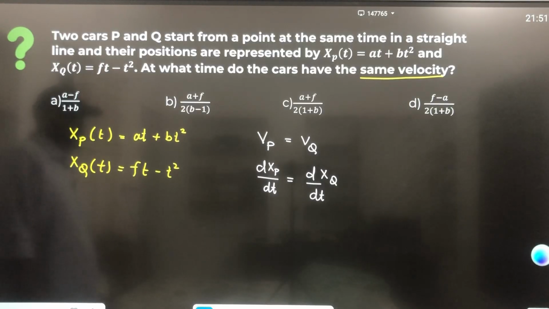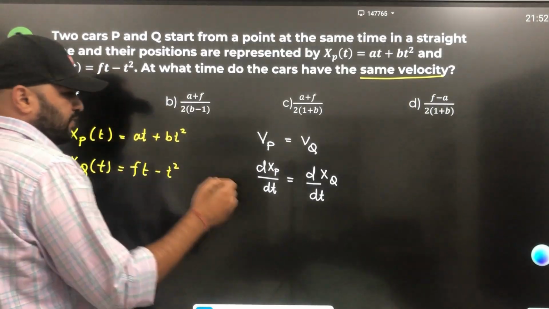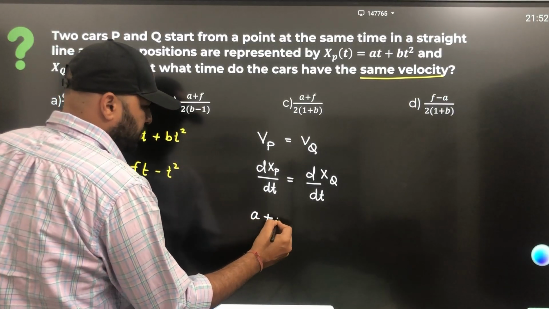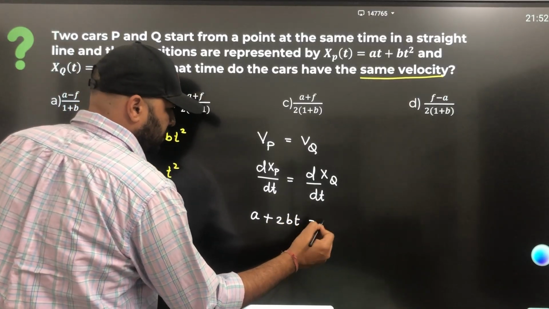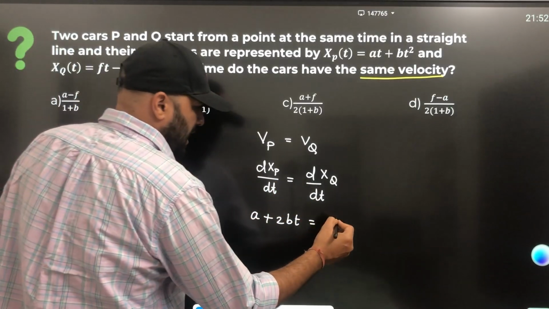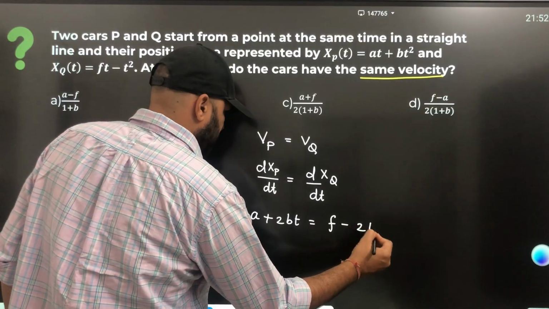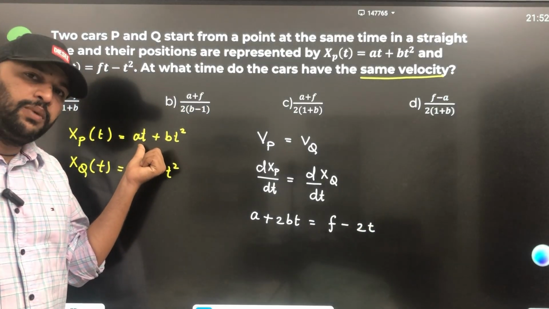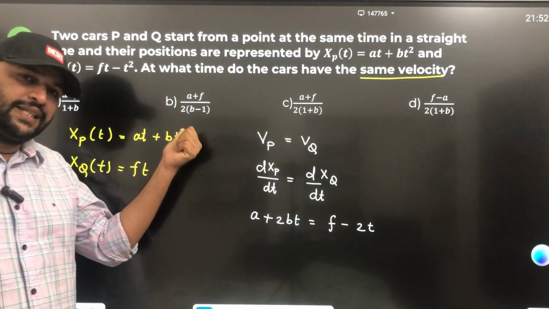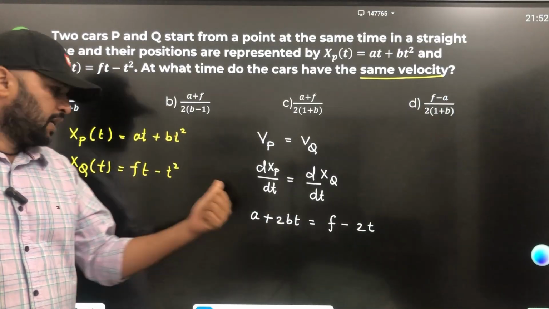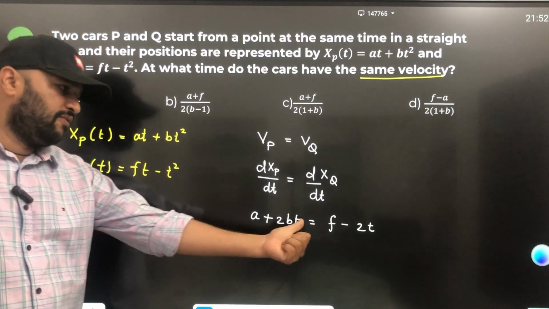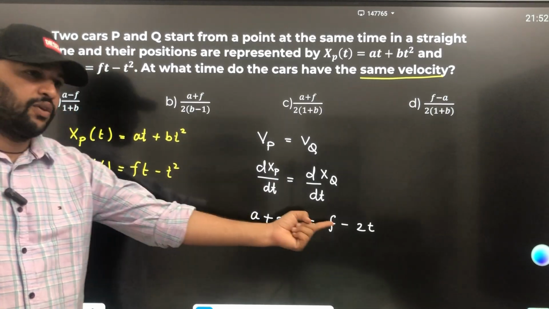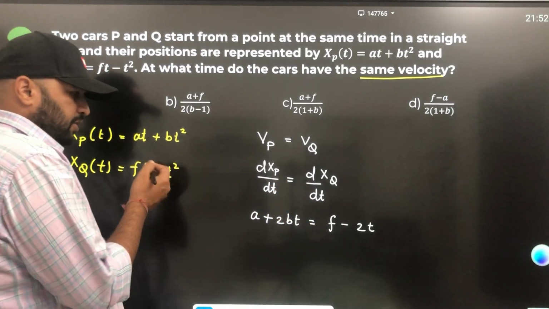Let's differentiate both. Differentiating xp gives a plus 2bt, and xq gives f minus 2t. Let me repeat again. Differentiation of at gives a. Differentiation of bt square gives 2bt, right? Differentiation of ft gives f, and differentiation of t square gives minus 2t, right? Minus because it's already there.